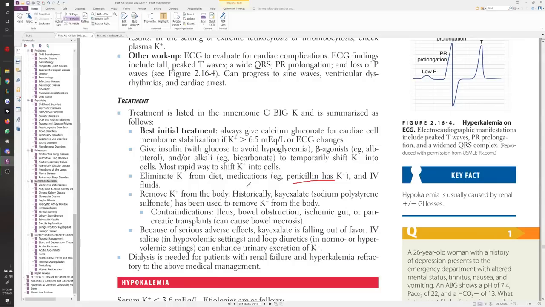Remove potassium from the body. Historically, kayexalate, which is sodium polystyrene sulfonate, has been used to remove potassium from the body. However, it was historically used. In today's time, this is rarely found anywhere, and is contraindicated in patients who have ileus, bowel obstruction, ischemic gut, or pancreatic transplant. But remember, a person who's getting hyperkalemia probably has one of these problems, right? You don't just get hyperkalemia out of nowhere as a healthy individual. So if you can't give this to unhealthy individuals, what's the point of such a medication? It's not really that good. But of course, on your exam, it might still be an answer choice.